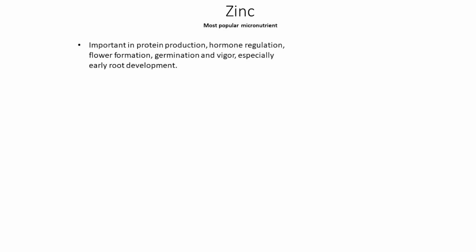So let's move on to zinc. And zinc is the most commonly talked about and applied micronutrient, and for good reason. You can see there that zinc is important in a lot of different functions in our crops: protein production, hormone regulation, flower formation, germination and vigor, and we especially see in our zinc trials where we can enhance early root growth and development in the zinc versus the untreated check. So here in Iowa, our crops that we're growing generally take up about 1/2 pound of zinc per year. So obviously that's not a lot, but it's still important that we have it available to our growing crops.